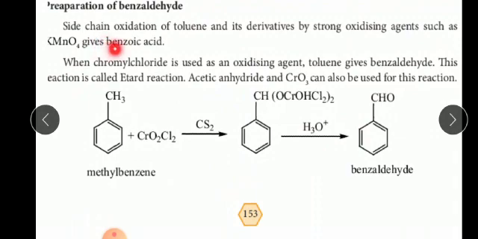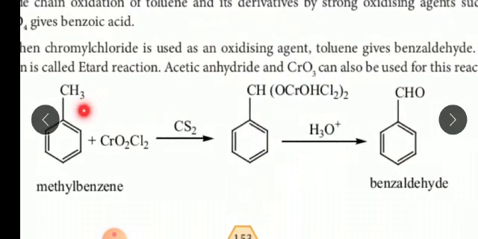See here, in the side chain oxidation of toluene derivatives, a strong oxidizing agent such as KMnO4 gives benzoic acid. So now we are going to use chromyl chloride, the formula is CrO2Cl2. Toluene, methylbenzene, with the CH3 group, gives benzaldehyde. This reaction is known as the Etard reaction. Acetic anhydride and CrO3 can also be used for this reaction. So this is toluene and CrO2Cl2 is chromyl chloride along with the CS2 compound.